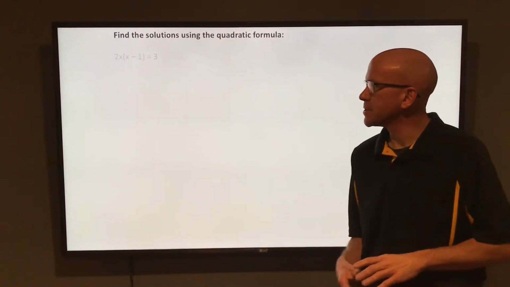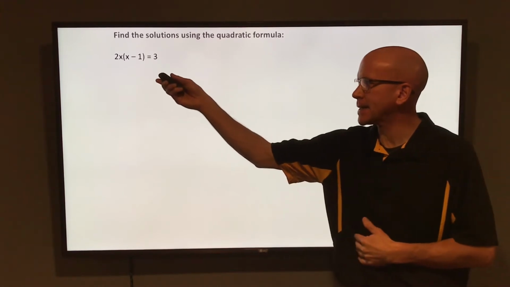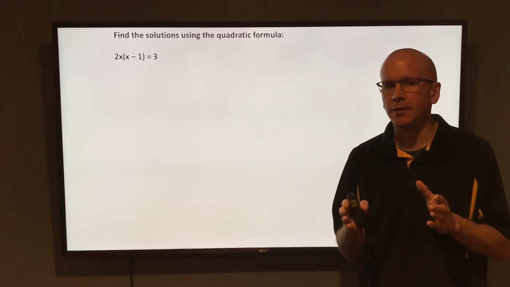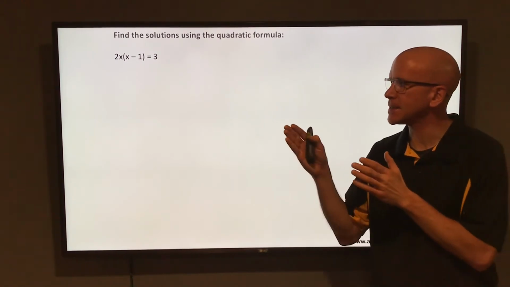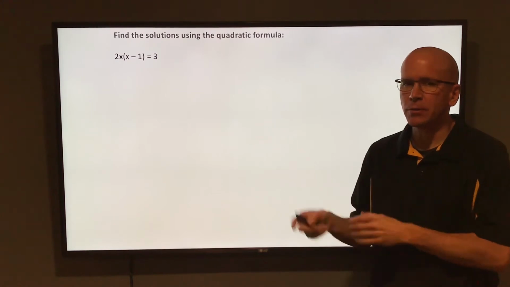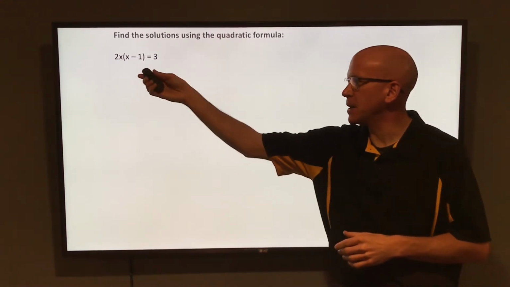Going to find the solutions using the quadratic formula is 2x times x minus 1 equals 3. Remember, if you're going to use the quadratic formula, the first thing you need to do is get this in standard form. That's where everything's to one side equal to 0 and also no parentheses. So take out the parentheses by using the distributive property.